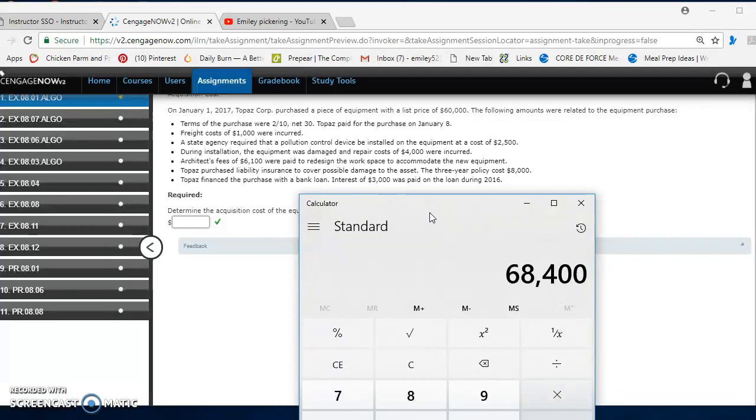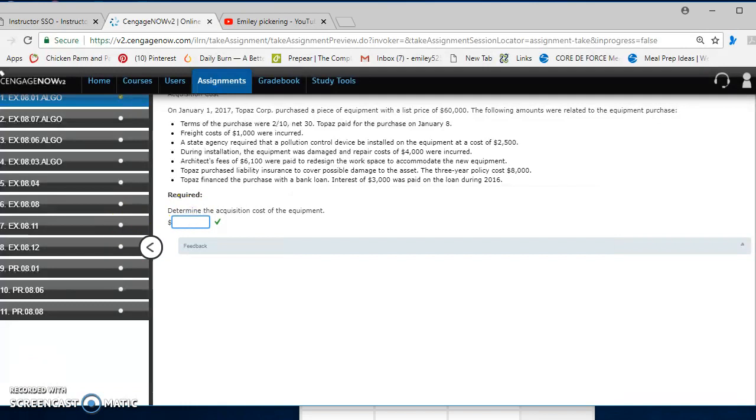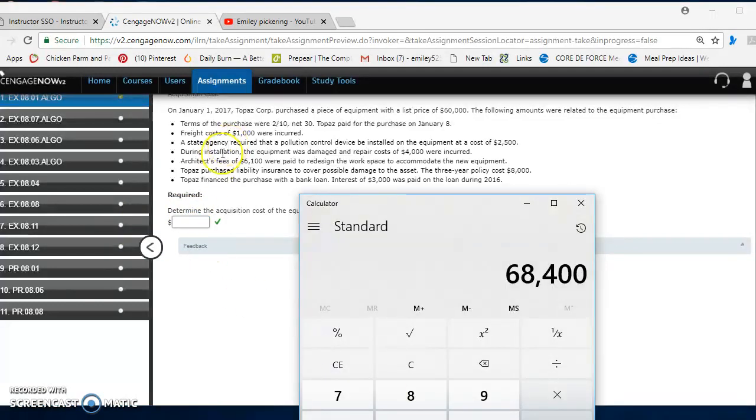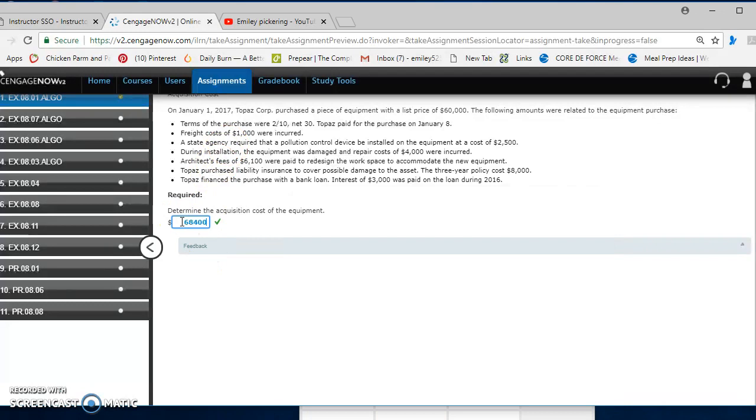Purchase liability insurance to cover asset for a 3-year insurance policy. That's going to go under insurance expense. I'm not going to include that in the acquisition cost. And then we had interest with the loan. That's going to be interest expense. I'm not going to include that with the cost. So the acquisition cost is $68,400 here.